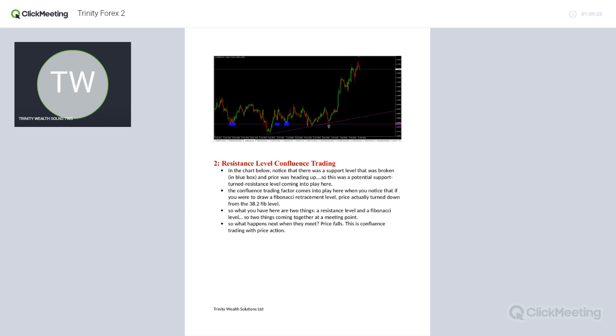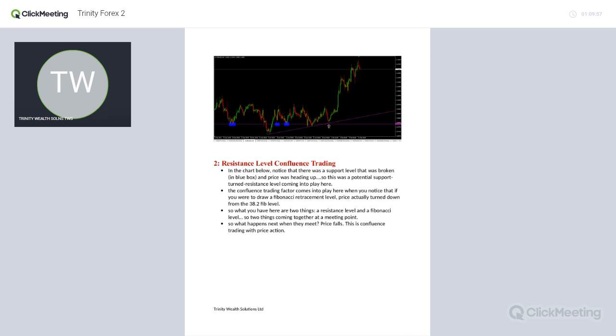Then we go to resistance level confluence trading. In the chart below, notice that was a support level that was broken. In the blue box, you're going to see that, and price was heading up. So this was a potential support turned resistance level coming into play here. The confluence trading factor comes into play when you notice that if you were to draw a Fibonacci retracement level, price actually turned down from there, that 38.2 Fib level.